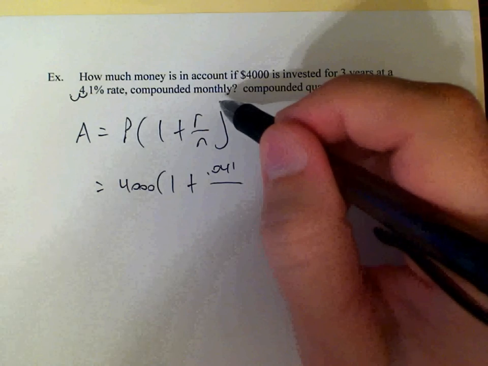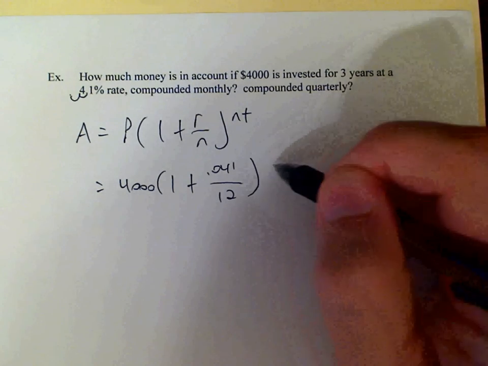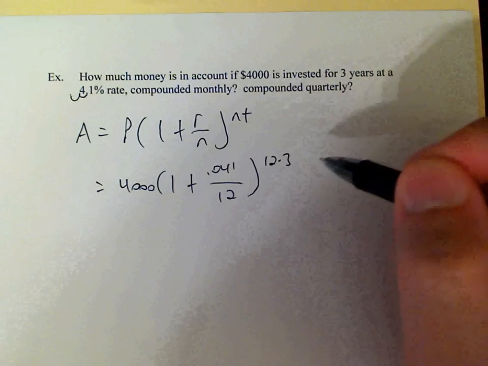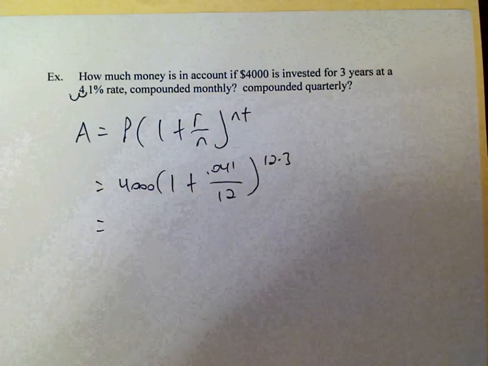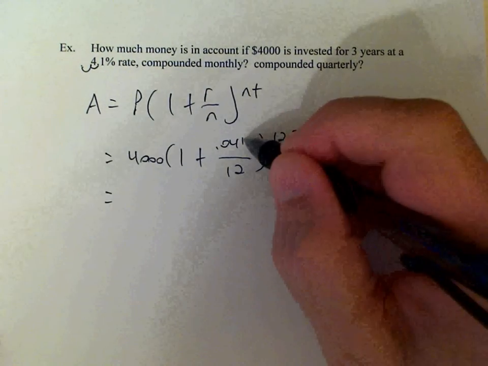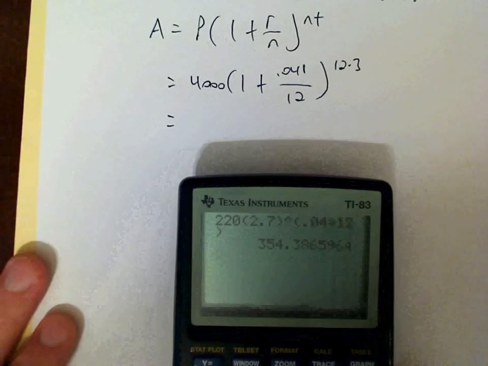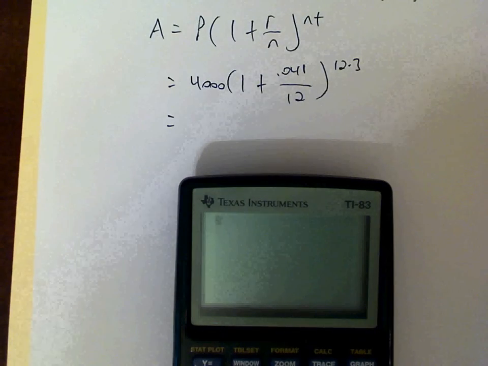How many months are in a year? 12. And then how many years? T is years, so that's 3. So once again, it's just a matter of, do you know how to find the answer with your calculator? Once again, I'm going to take out my graphing calculator because I like it. Here's how I type it in.